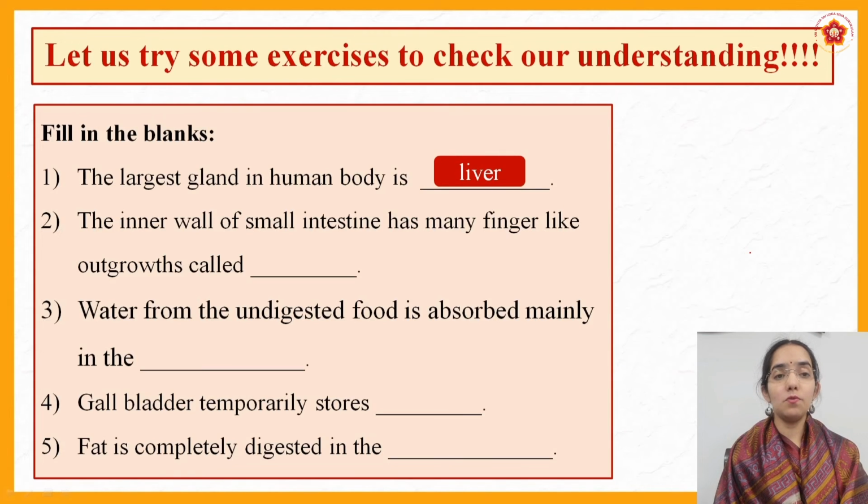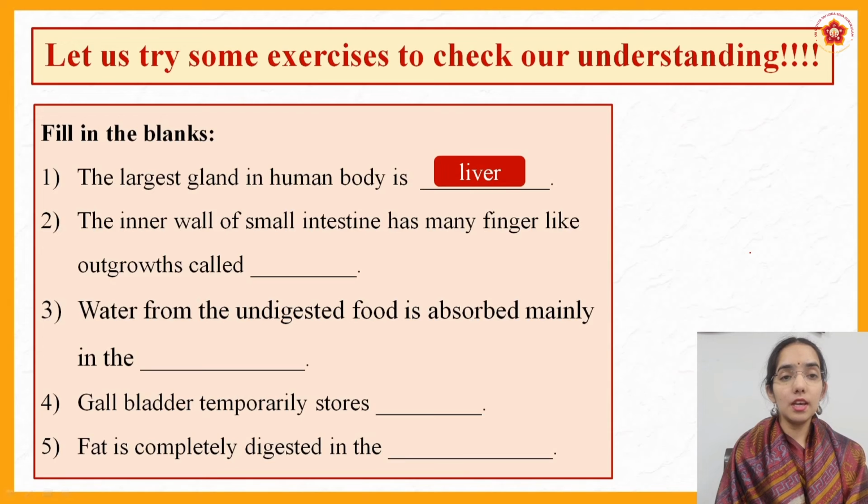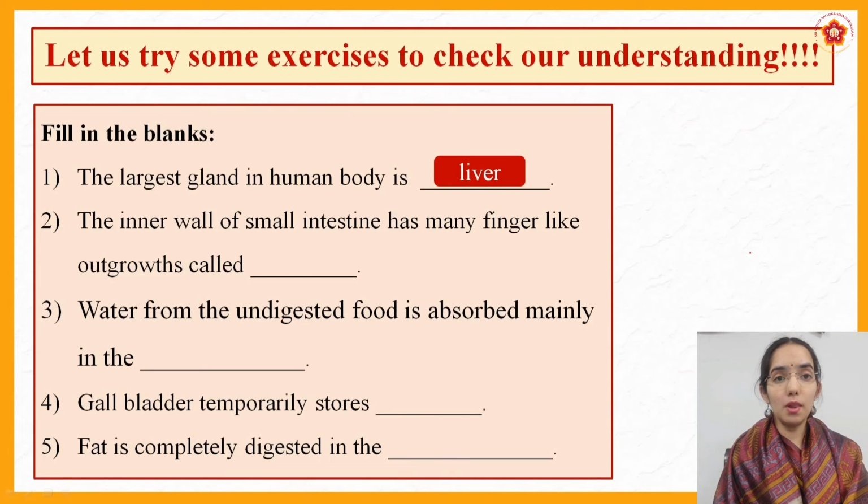so what are in the inner wall of the small intestine we had studied? There are finger-like outgrowths that help in absorption of food, and we studied that those outgrowths have a lot of blood capillaries, a network of blood capillary is there in it. What is it called? It is the villi.